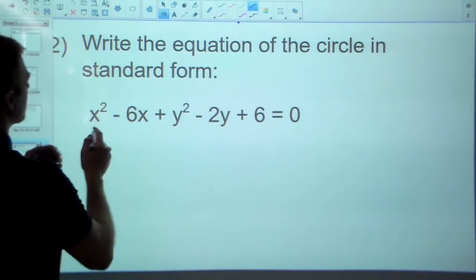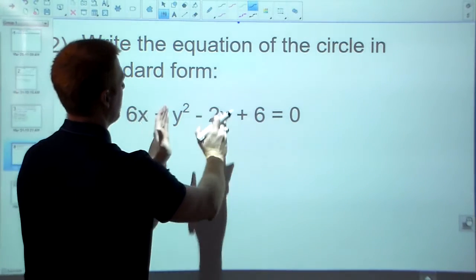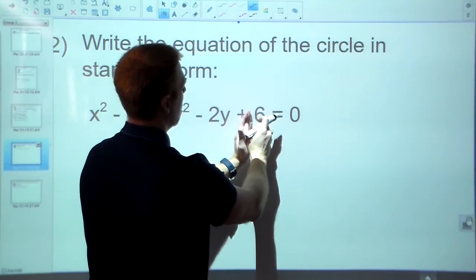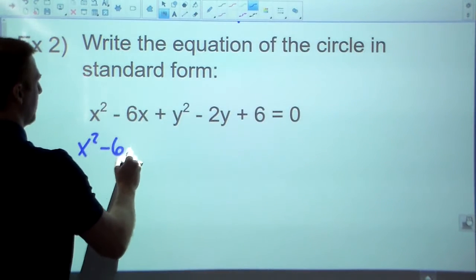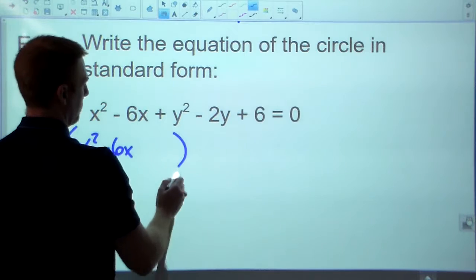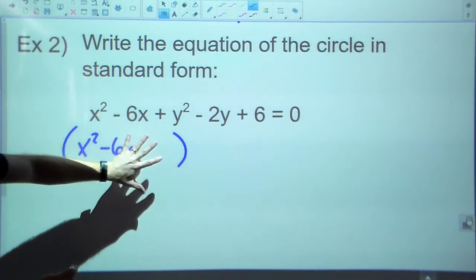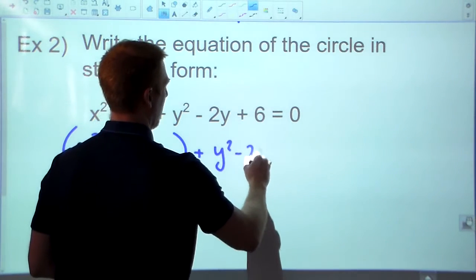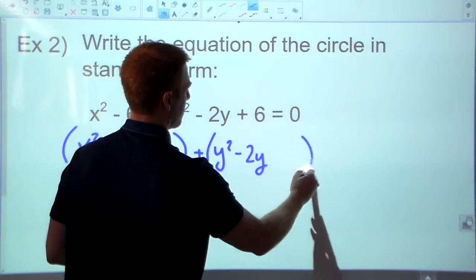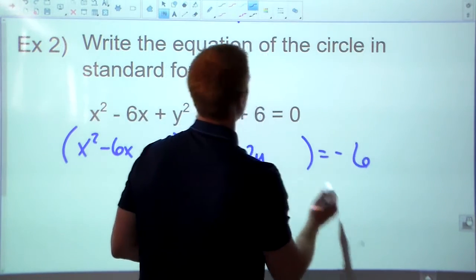So let's go through the process. Completing the square, I want to keep my x's together, I want to keep my y's together, and I want to take my constant and put it over there. So I'm going to do x squared minus 6x, and this is the way I like to do it. I like to go ahead and kind of get a parenthesis ready to go, kind of spaced out so it's going to look like a trinomial. Same thing for the y squared minus 2y. Leave some space right there because something's going to fill it. And then I'm going to subtract that 6 and move it over here.